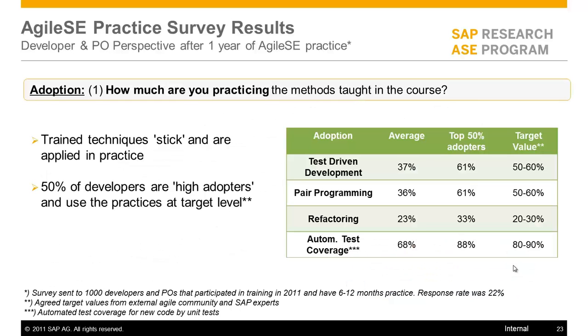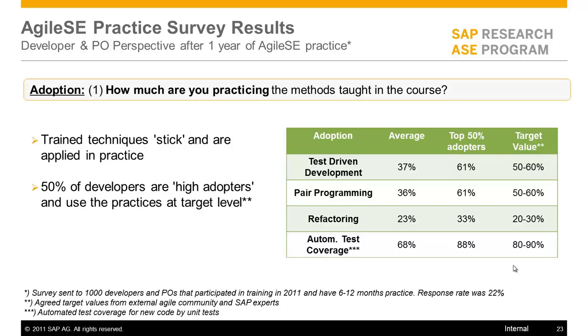Now I want to give a few short words about a survey that we did. We looked at over 1,000 people that had done this course more than a year ago, so they had some time to practice. We asked them two sets of questions. One, how much are you practicing the methods taught in this course, for the specific methods, how much are you doing of this and this, and so forth. And the second questions were about the benefits.